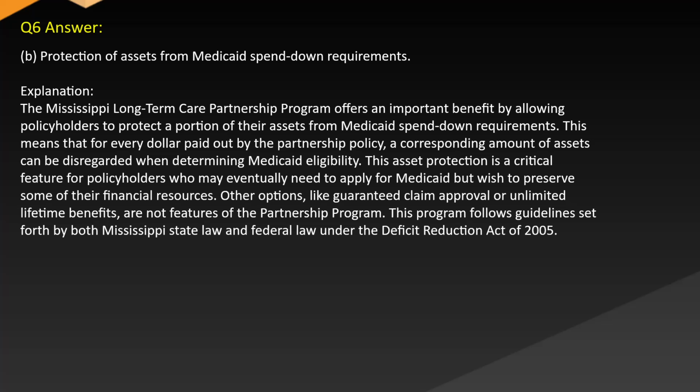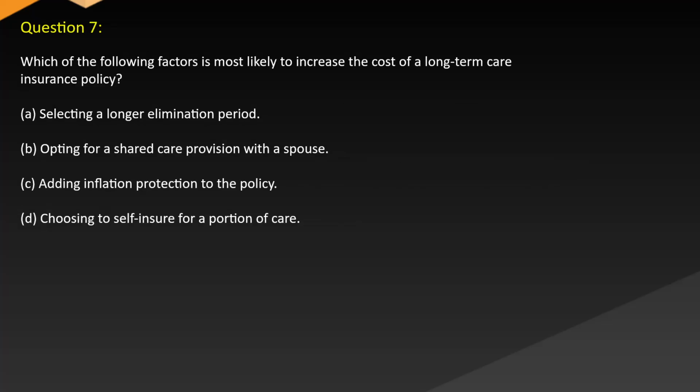This means that for every dollar paid out by the partnership policy, a corresponding amount of assets can be disregarded when determining Medicaid eligibility. This asset protection is a critical feature for policyholders who may eventually need to apply for Medicaid but wish to preserve some of their financial resources. Other options like guaranteed claim approval or unlimited lifetime benefits are not features of the partnership program. This program follows guidelines set forth by both Mississippi state law and federal law under the Deficit Reduction Act of 2005.